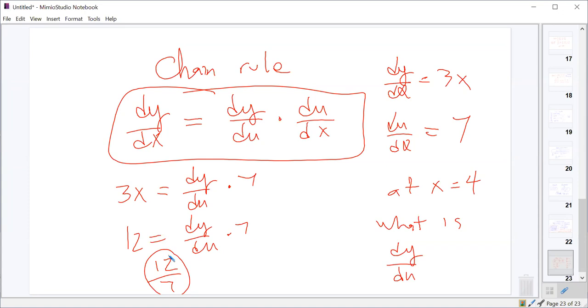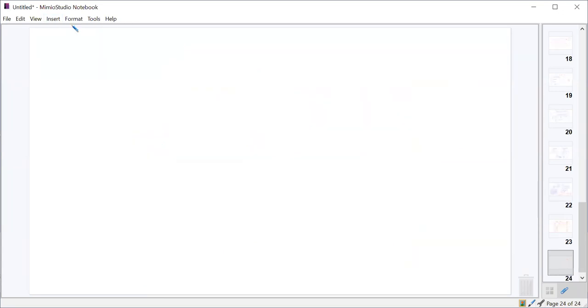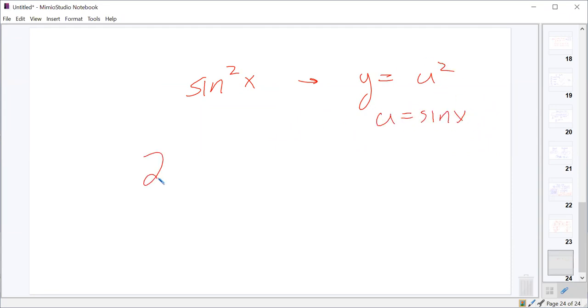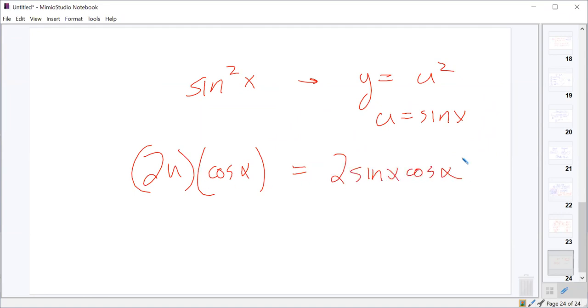They really like these questions with notation in them. But it's also just important for us to be able to take derivatives using the chain rule. So like if I give you what's the derivative of sine squared x, we need to recognize that this is y equals u squared with u equal to sine x. And then we use that dy du, 2u times the derivative of u cosine x, and we end up with 2 sine x cosine x. Everybody good with that? Yes. That's just your basic chain rule, right?